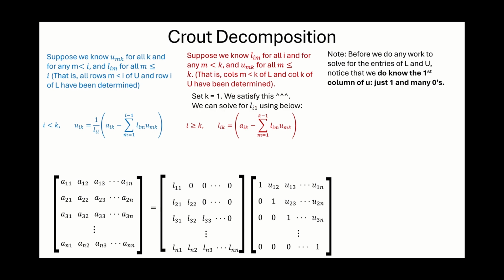Now, if we set k equal to 1 and i is greater than or equal to k, we do satisfy the assumptions that let us say L sub ik is the only unknown in the red formula. This is because there's no column 0 of L, and column 1 of U is determined from the start, from how we constructed U. Using the formula, we can now solve for the first column of L, that is the entries L sub i1. It ends up being the case that the first column of L will always be the first column of A.